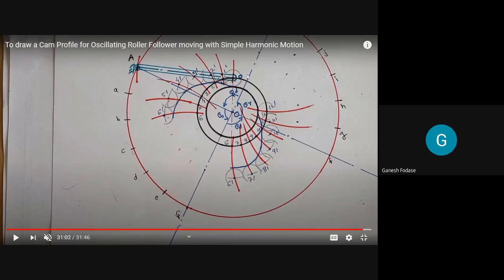Let's say instead of O, it is called O dash actually. O dash. Yes. Next step: mark the divisions for theta O, theta D, and theta R. Very good.